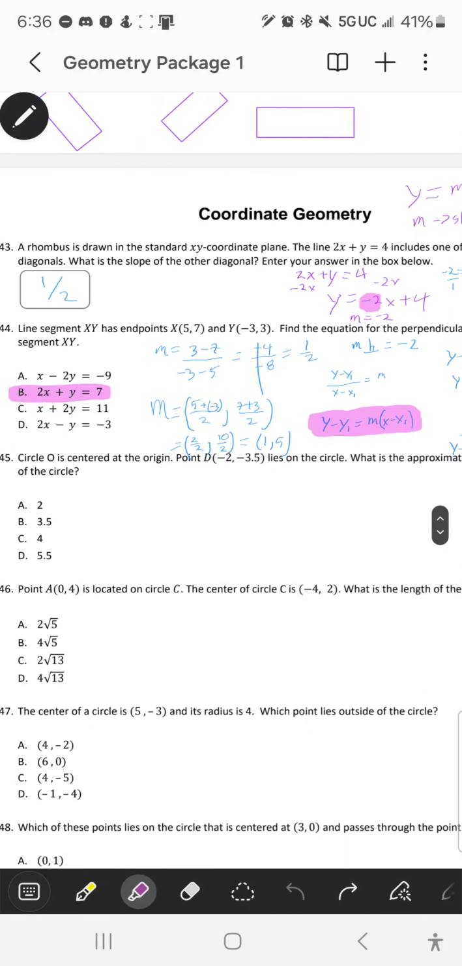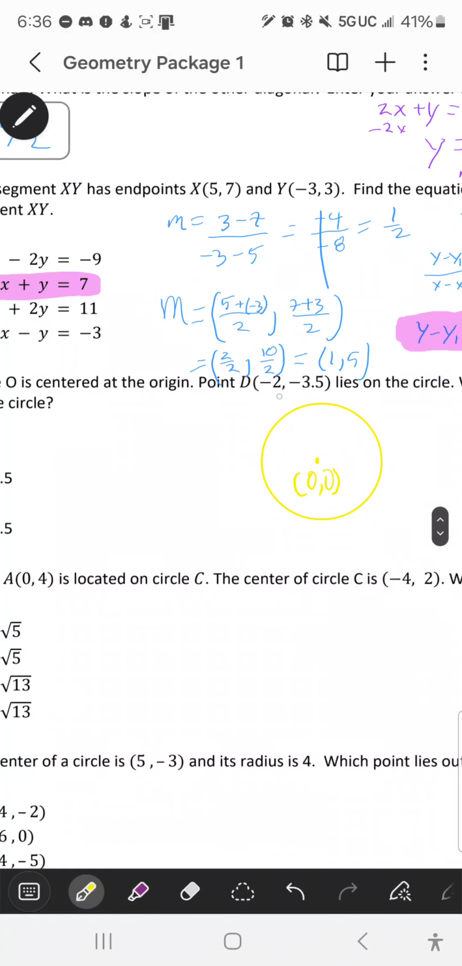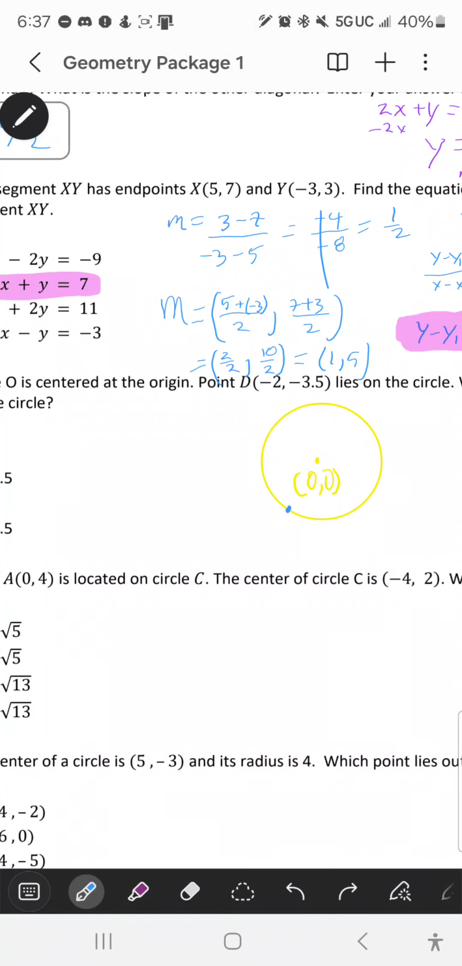So first, I see here this is a circle. The origin is (0, 0), so this is the center of the circle. Now I know point D is at (-2, -3.5), so it will be something like this. So I will say that this is point D, which is (-2, -3.5).